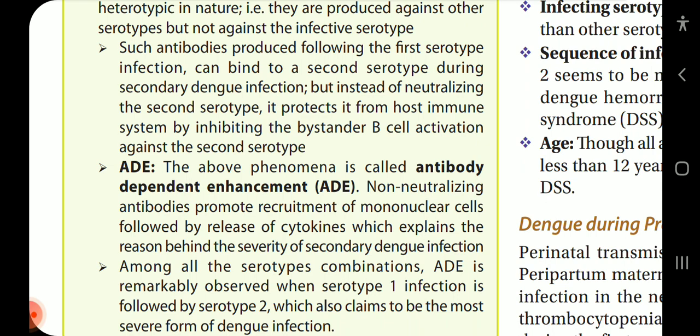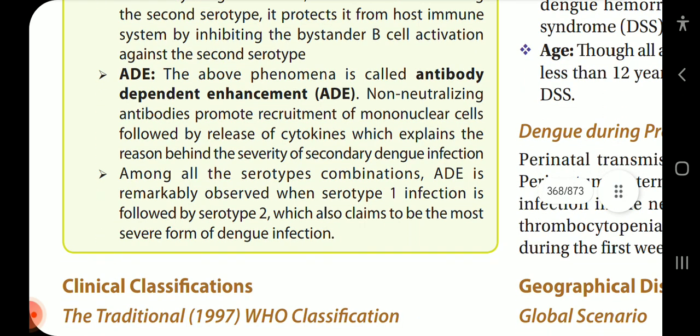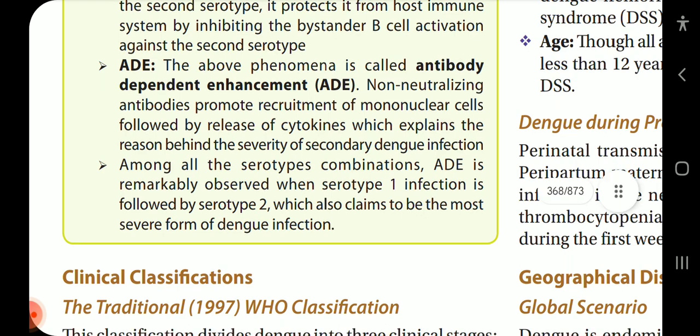The above phenomenon is called antibody dependent enhancement, ADE. Non-neutralizing antibodies promote recruitment of mononuclear cells followed by release of cytokines, which explains the reason behind the severity of secondary dengue infection. Among all the serotype combinations, ADE is remarkably observed when serotype 1 infection is followed by serotype 2, which also claims to be the most severe form of dengue infection.